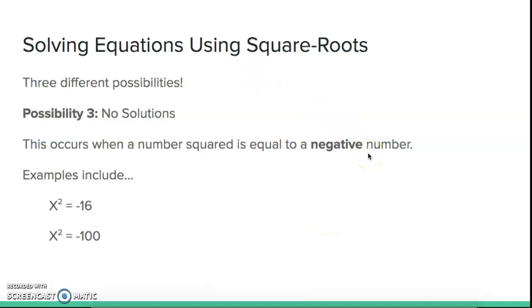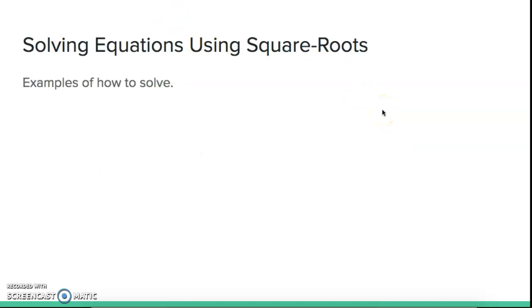Now in the next part of this video, I'm going to go through some examples of how I solve these equations. So please make sure that you are writing these notes down so that you will be prepared for IXL Standard BB6. All right, ladies and gentlemen, here's our first example of how to solve an equation.